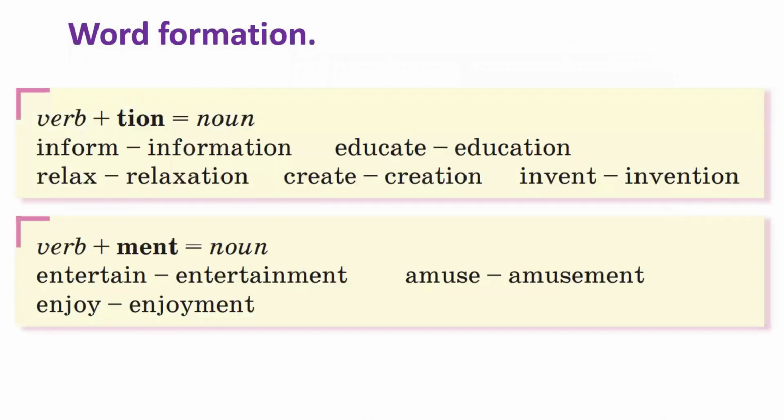Did you notice that the words relaxation, education, information have a common suffix? It's suffix -tion, and it's used to form a noun from a verb.